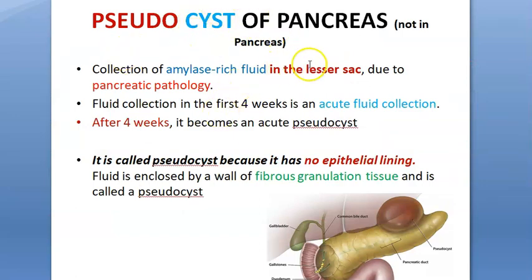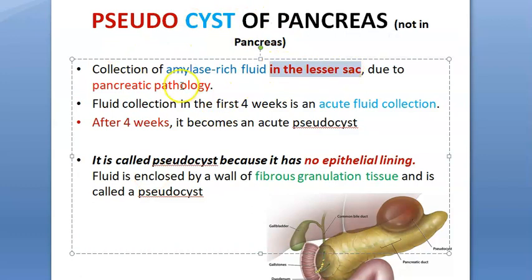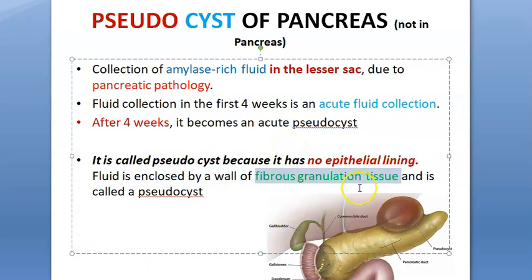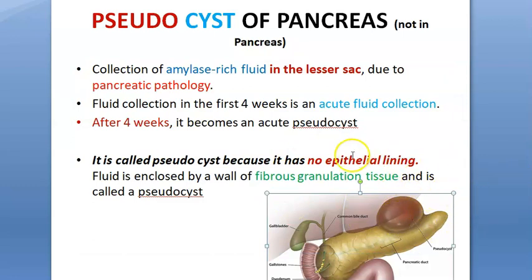This is basically, where is the cyst? It's in the lesser sac. It contains amylase rich fluid. It is coming from the pancreas. The fluid whichever is accumulating here is coming from the pancreas. Basically, initially if there is fluid collection, it is called an acute fluid collection. After some weeks, then only you are calling it a pseudocyst. Why is it called a pseudocyst? Because it is not a true cyst. It doesn't have an epithelial lining. Then what is lining it? It has fibrous granulation tissue. So that is why it is called a pseudocyst.